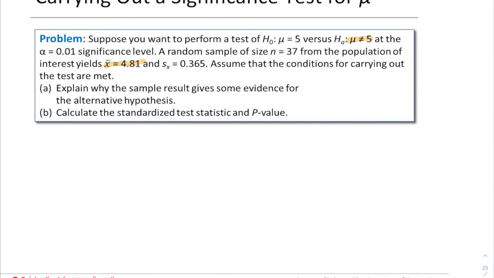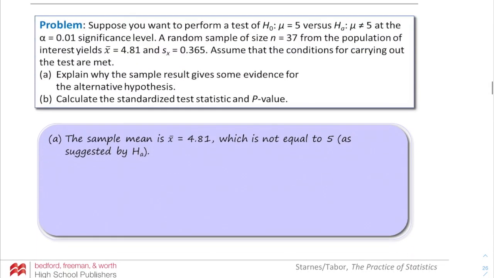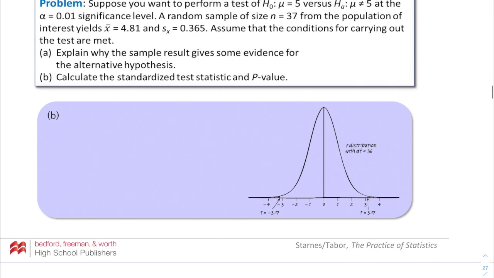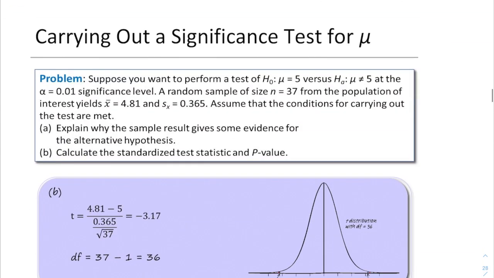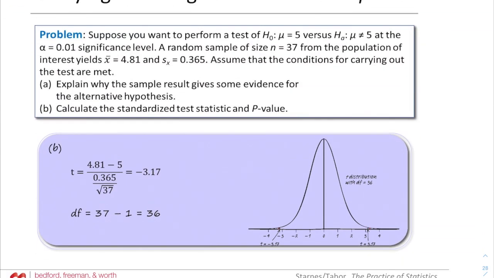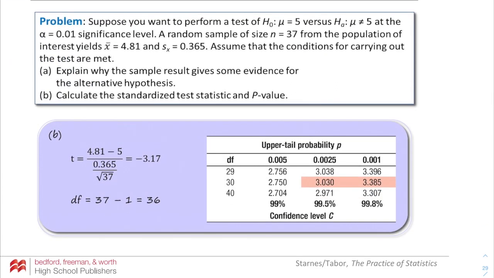So part B is actually calculating the test statistic and p-value. Here's a visual of what's going on whenever you standardize everything. t is equal to 4.81 minus 5 divided by 0.365 over the square root of 37. This gives us a negative 3.17. And our degrees of freedom is, again, the sample size minus 1, so we get 36. In our table, we go along. 36 is not on there, so we use 30. Now we're going to get a p-value between 0.001 and 0.0025.